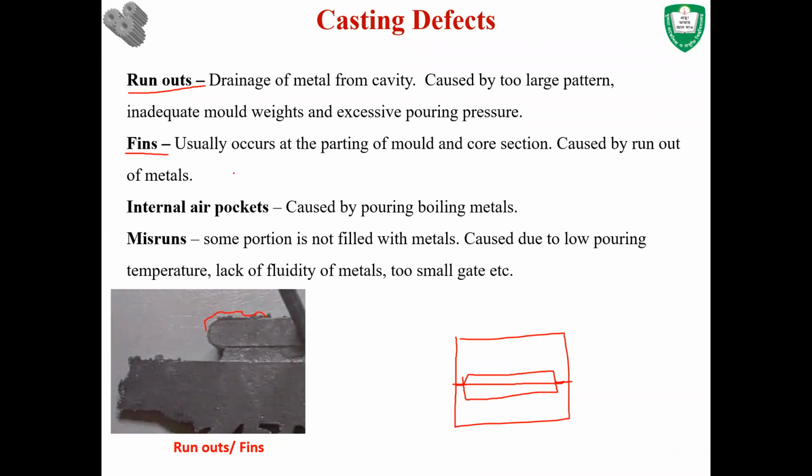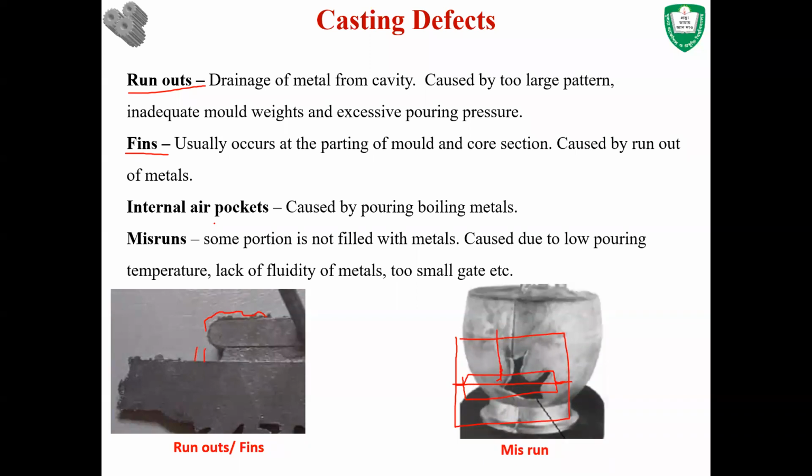Okay, if runouts are very small in size, they are treated as fins. They can also be fins if you have a vent with a large diameter, and molten material can get into those vents. In that case there will be fins present on the top of the surface. These are very minor defects. They can be easily removed by just a finishing operation with the grinder. Okay.